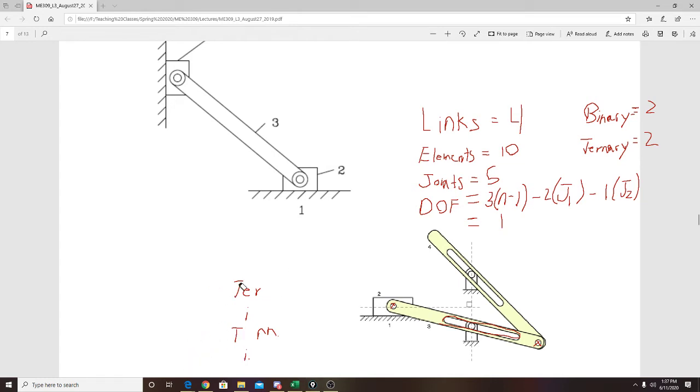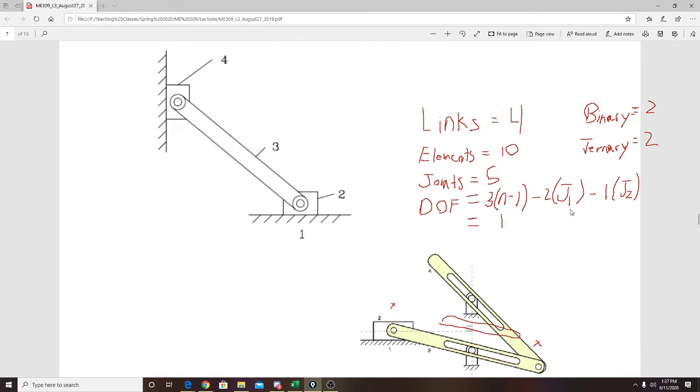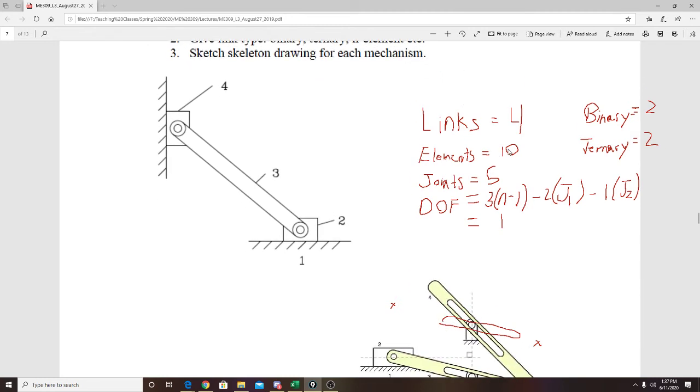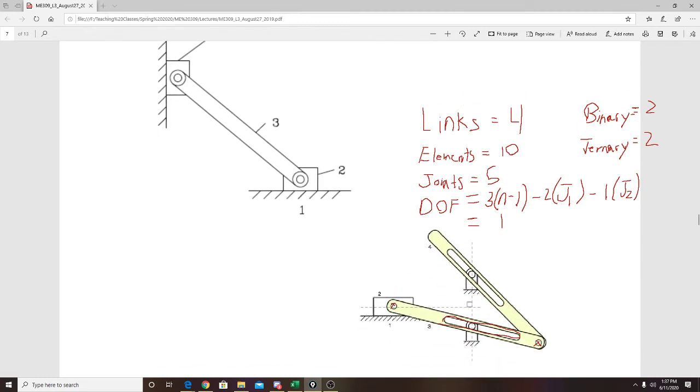And I think that solves the whole question. Let me make sure I didn't miss anything at the top. Binary, links, elements, joints, degrees of freedom. Yep, so this is it, except for the skeleton drawing, but I didn't require you to do the skeleton drawing. So this is how the question was done.